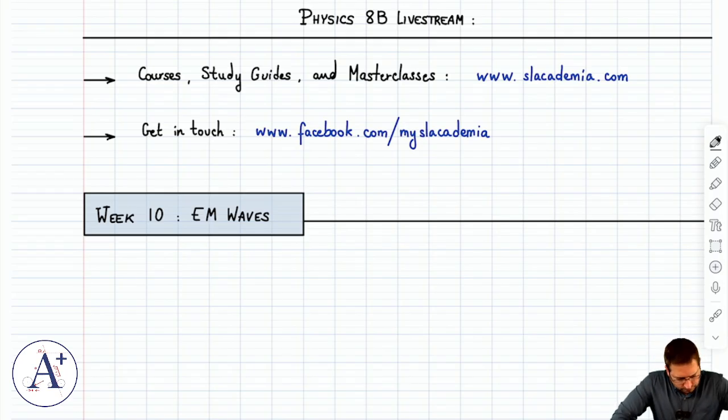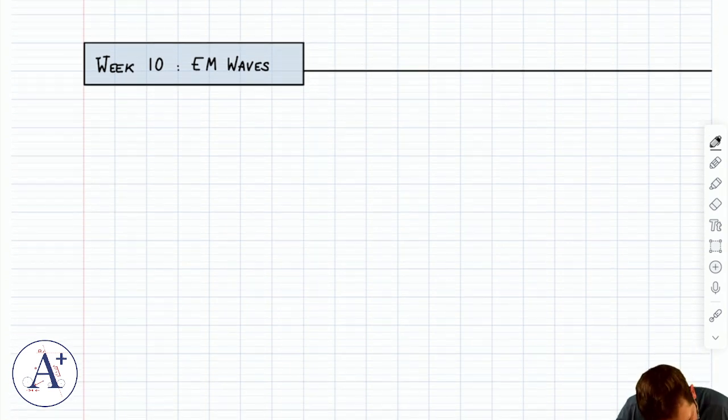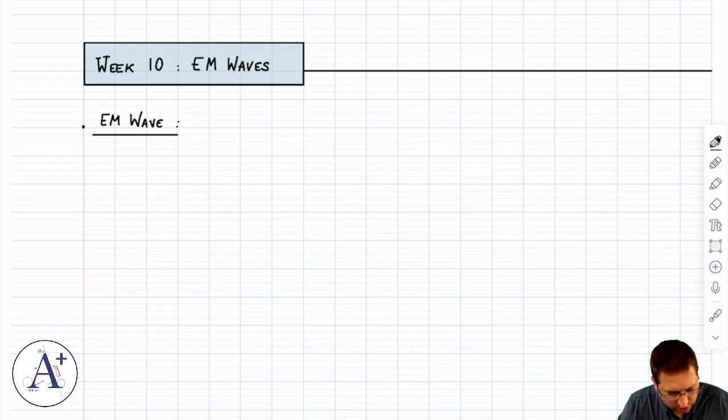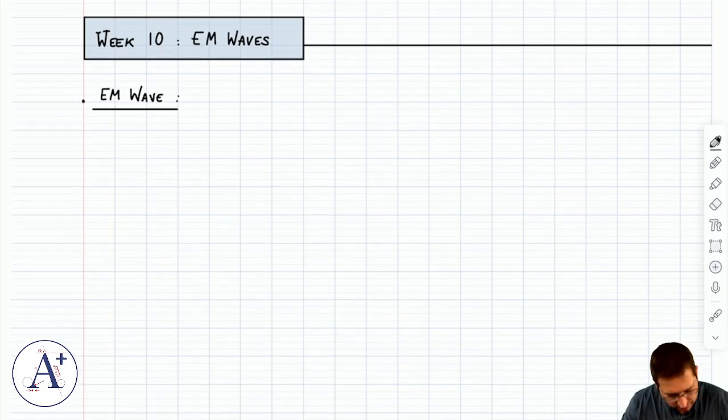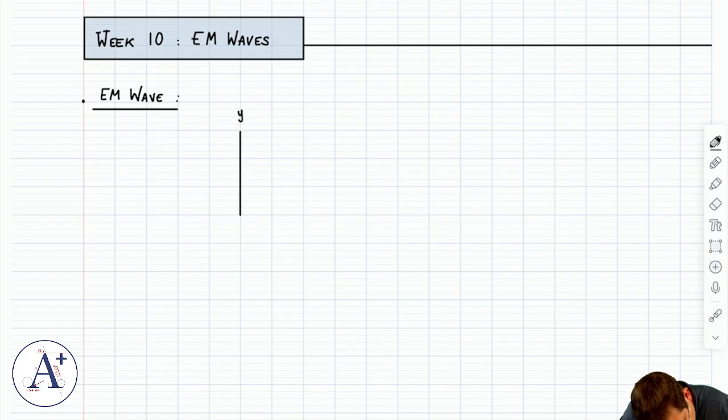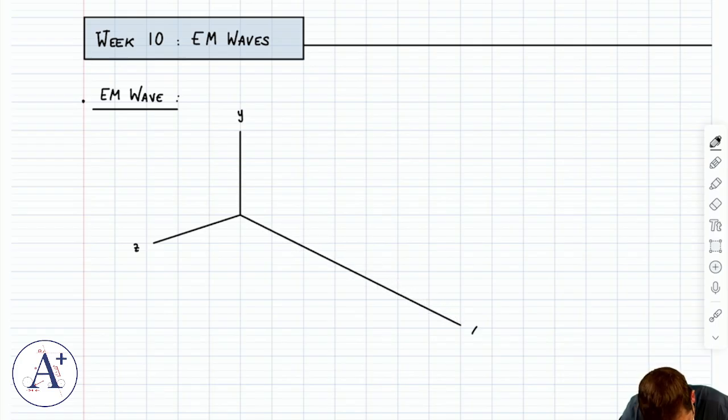So let's perhaps start by just drawing an EM wave, because an EM wave, it turns out, is quite unique, and it's going to be a three-dimensional creature. So I'm going to call this maybe the y direction, maybe this is the z direction, and then I'll make the direction x here the direction of propagation.